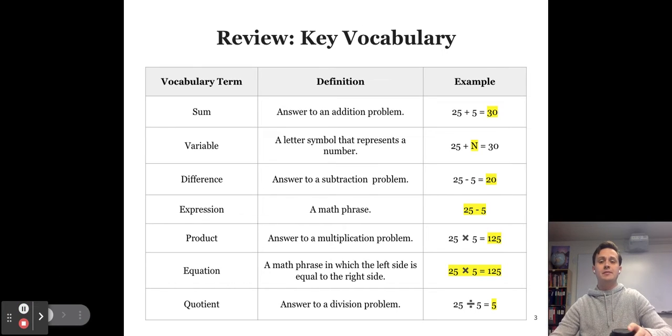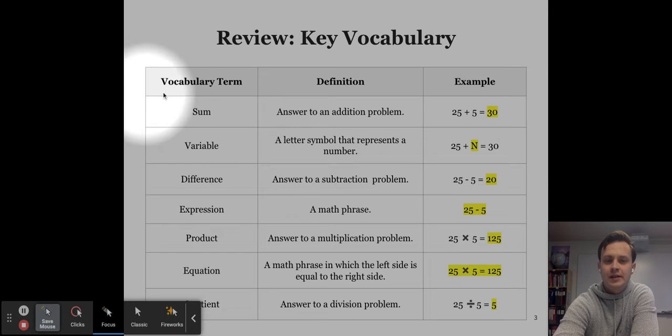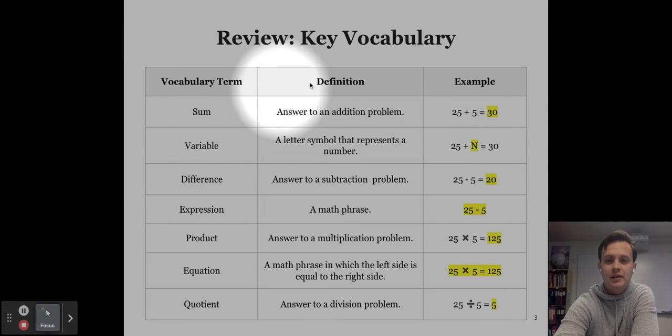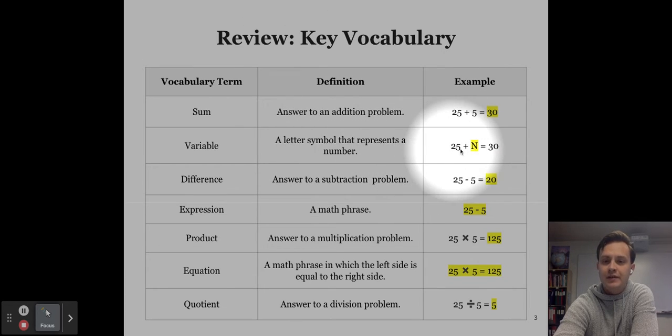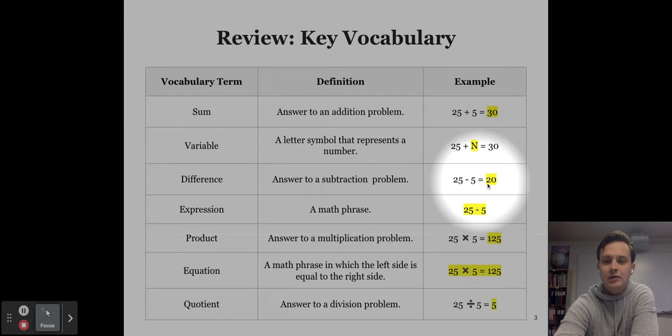Next, we're going to review some key vocabulary. As you can see here, the first column shows the vocabulary term. Sum is the answer to an addition problem. For example, 25 plus 5 is 30. 30 is the sum. Variable is a letter symbol that represents a number. 25 plus n equals 30. n is the variable. Difference is the answer to a subtraction problem. 25 minus 5 equals 20.